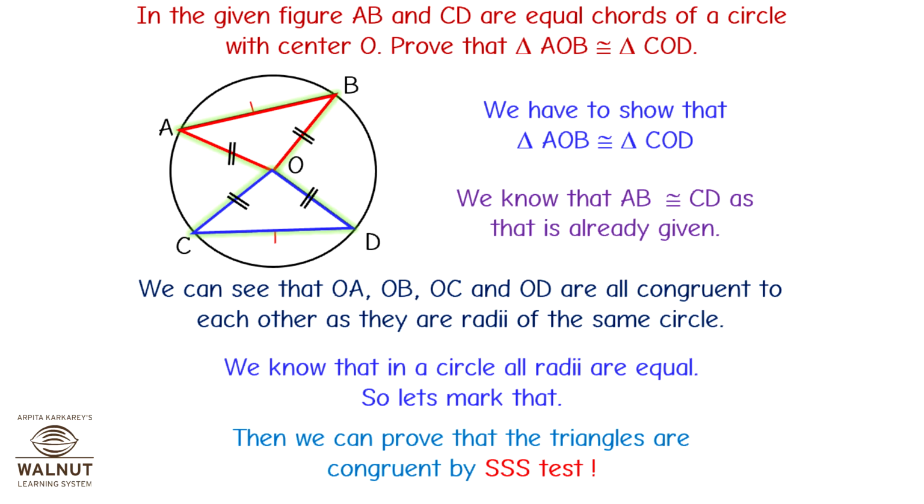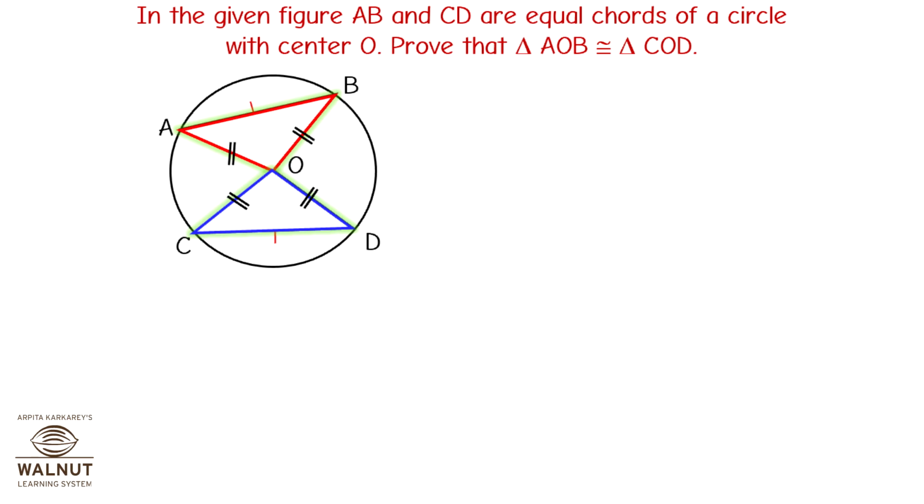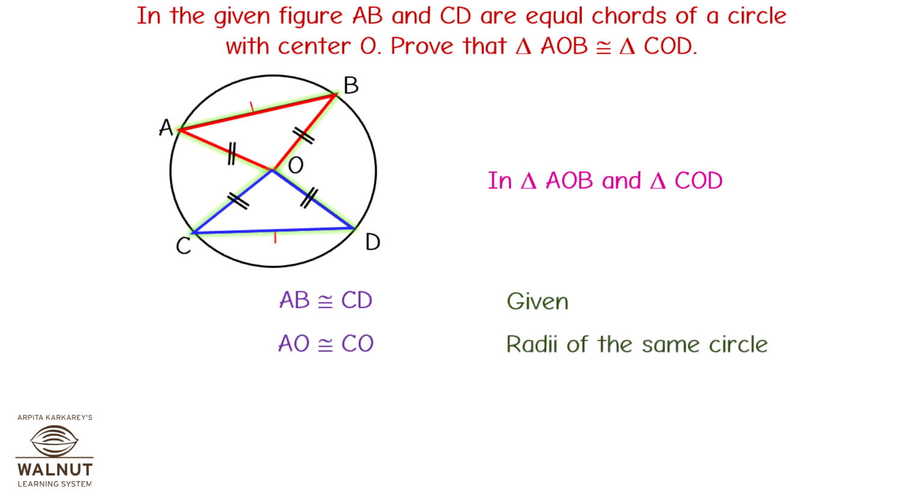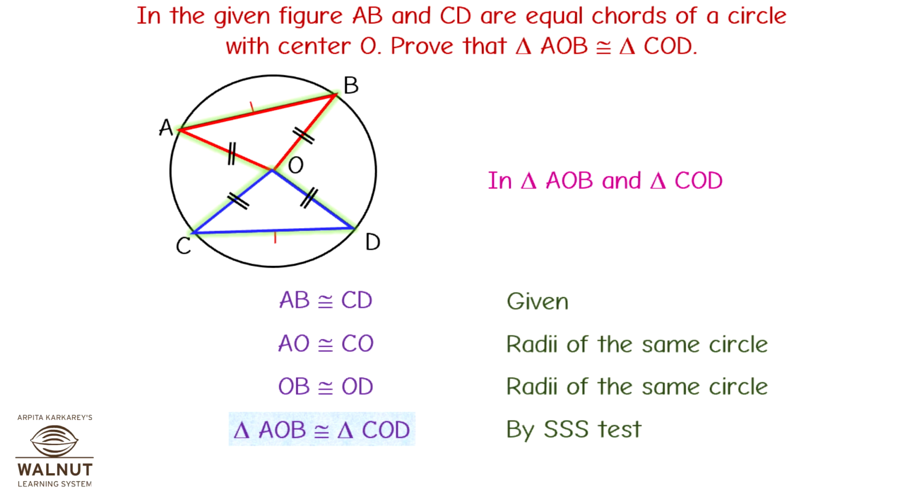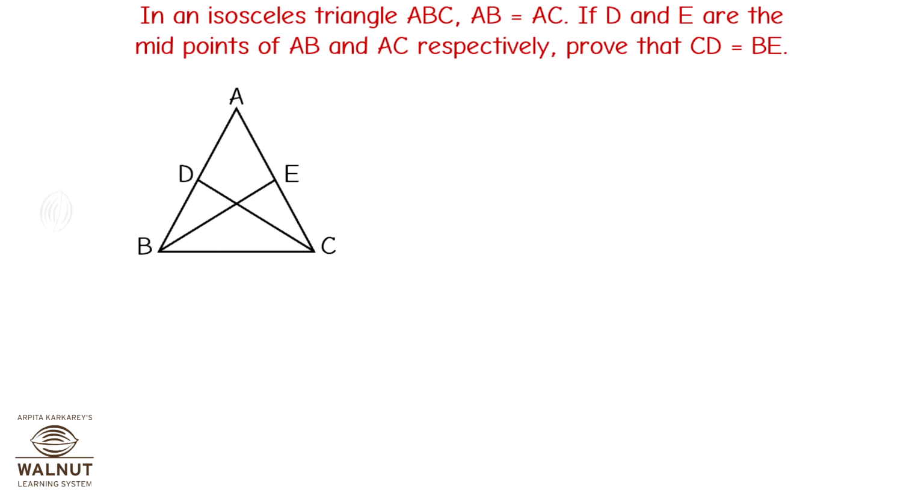Okay, so we have solved it in our head. Now let's do it on paper. In triangle AOB and triangle COD, AB is congruent to CD, which is given. AO is congruent to CO, which is the radii of the same circle. OB is congruent to OD, which is the radii of the same circle. Hence, triangle AOB is congruent to triangle COD by SSS test. Hence, proved. Let's take a look at another one.